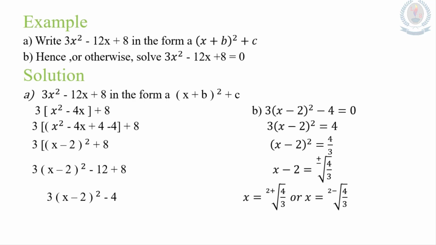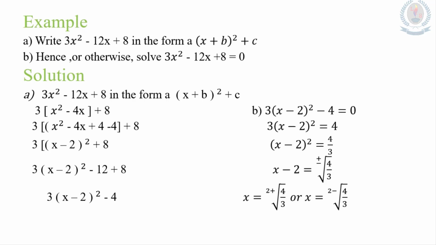Here 3, inside the bracket x square. Here b means minus 4. So first you can write minus 4x, then b square, which means plus 4. Again we need b square minus 4 also, then plus 8. Now again inside the bracket first you can solve 3 bracket x minus 2. Then we know x square minus 4x plus 4 we can write as (x minus 2) square. Minus 4 also there. Now outside plus 8.